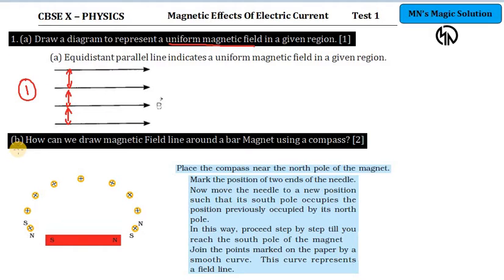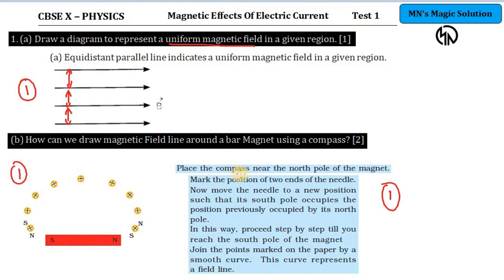Question number 1, subdivision B. How can we draw a magnetic field line around a bar magnet using a compass? So how can we draw a magnetic field line around a bar magnet using a compass? This carries 2 marks, 1 mark for the diagram and 1 mark for the explanation. You should explain the activity in just 2 or 3 sentences.